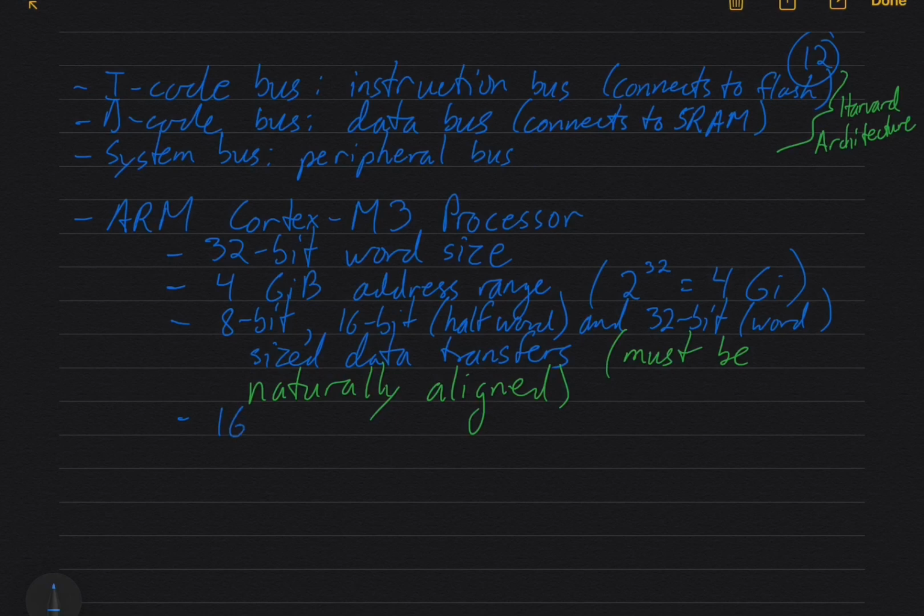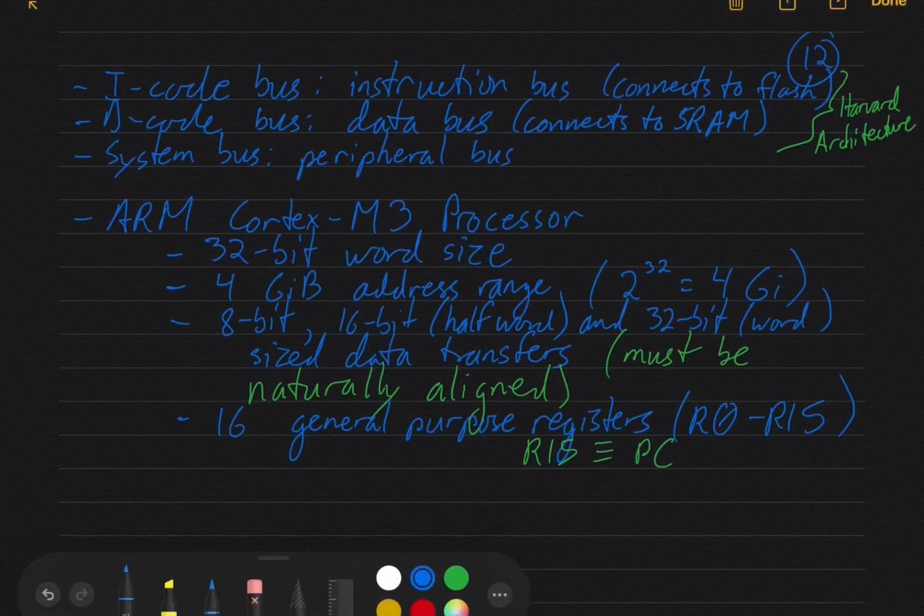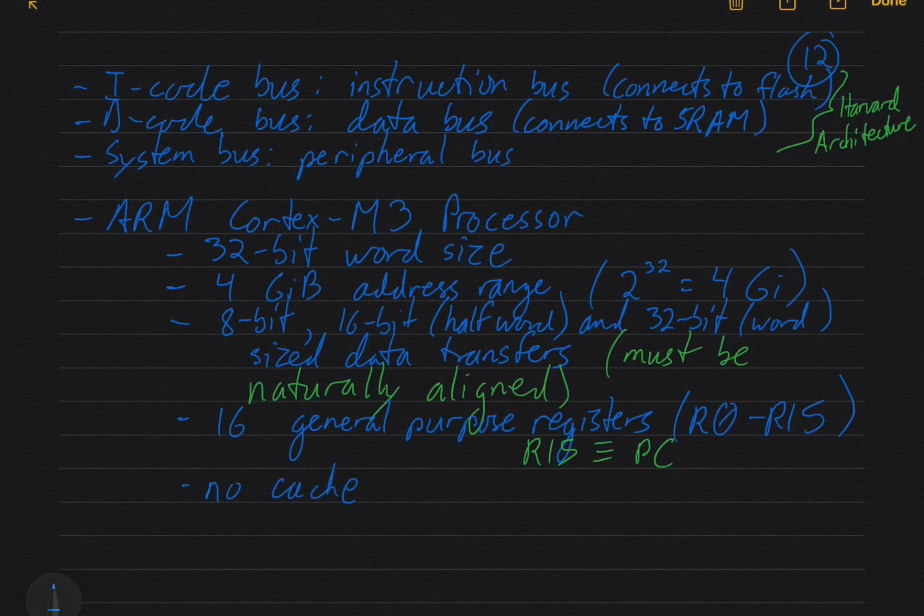It has 16 general purpose registers, so R0 to R15 is how they're numbered, but let me put this in green to make it stand out. R15 is the same thing as the program counter, and I've only ever seen that with ARM. It's a little unusual. So we got no cache for this processor.